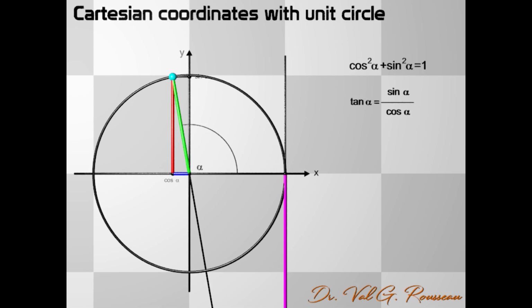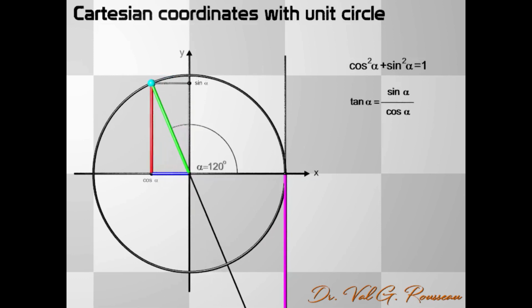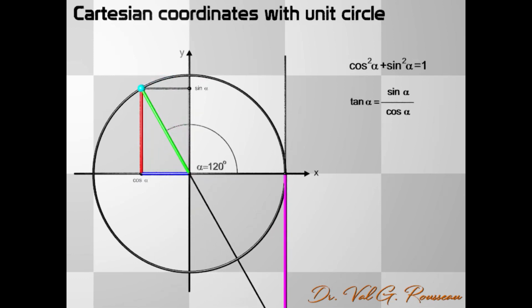We are ready now to determine the values of the trigonometric functions for an angle of 120 degrees. This case is symmetrical to the case where the angle was 60 degrees, except that the cosine is now negative. As a result, the sine is square root of 3/2, the cosine is minus 1/2, and the tangent is minus square root of 3.